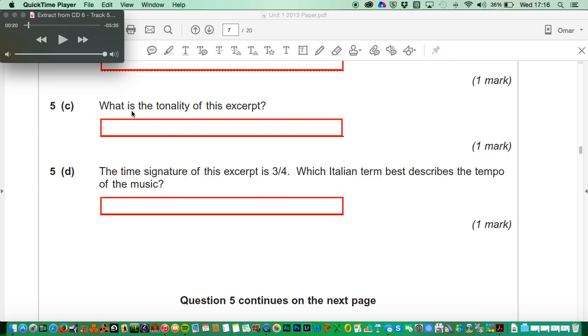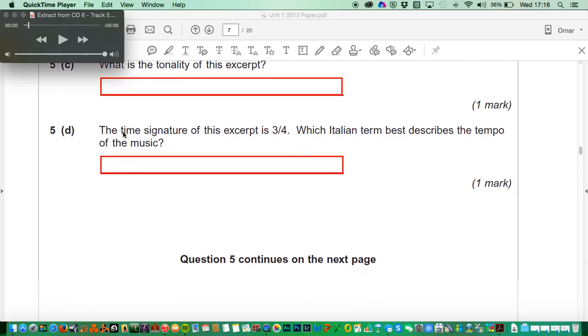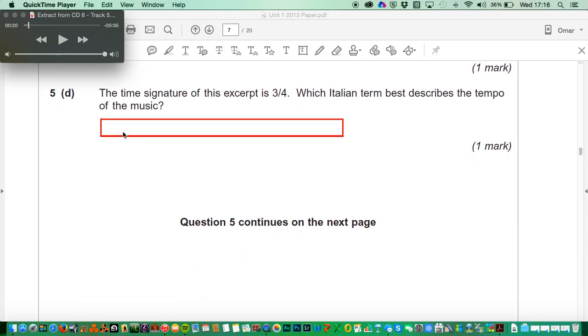5C is asking you what the tonality is for the excerpt. So, is the piece of music in a major key or a minor key, or is it pentatonic, or is it modal, or is it dissonant or atonal? For 5D, you're being told that the time signature of the music is 3/4, which means there are 3 quarter note beats per bar, 3 beats per bar basically.